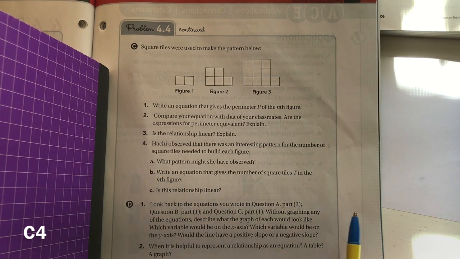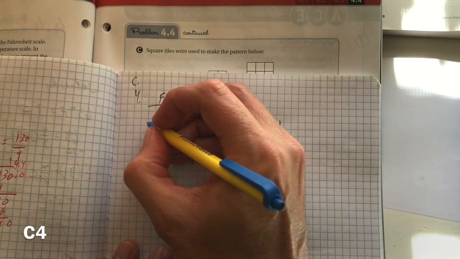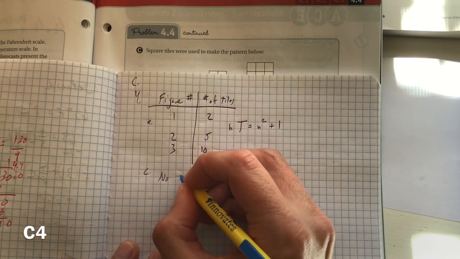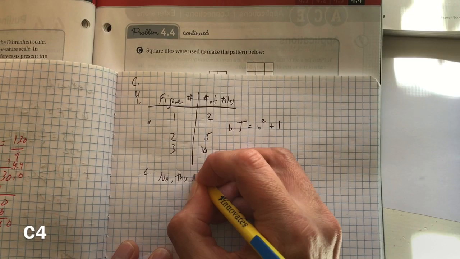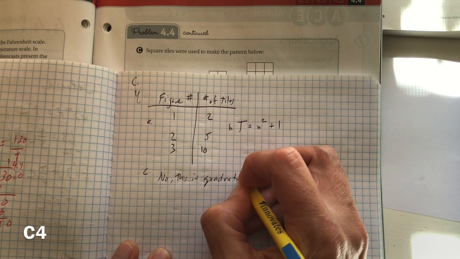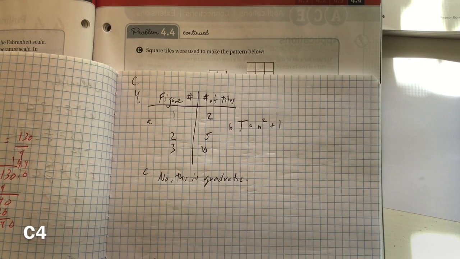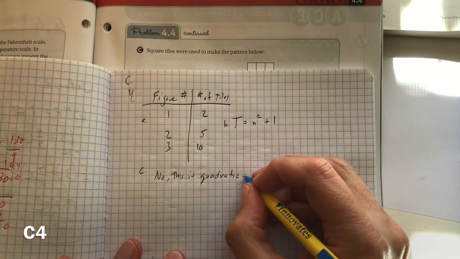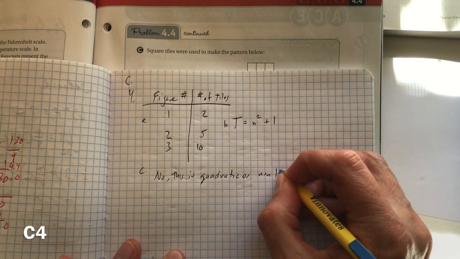Write an equation, which we just did. Is this linear? So there's A, there's B, and C. No, this is a new word for you guys. This is quadratic. Okay, it's quadratic because it was non-linear in that case. Or we would say non-linear at this point.